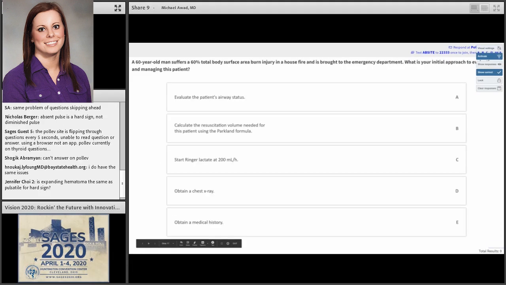Okay, a 60-year-old man suffers a 60% total body surface area burn injury in a house fire and is brought to the emergency department. What is your initial approach to evaluating and managing this patient? A, evaluate the patient's airway status. B, calculate the resuscitation volume needed for this patient using the Parkland formula. C, start lactated Ringer's at 200 cc's an hour. D, obtain a chest x-ray. Or E, obtain a medical history.